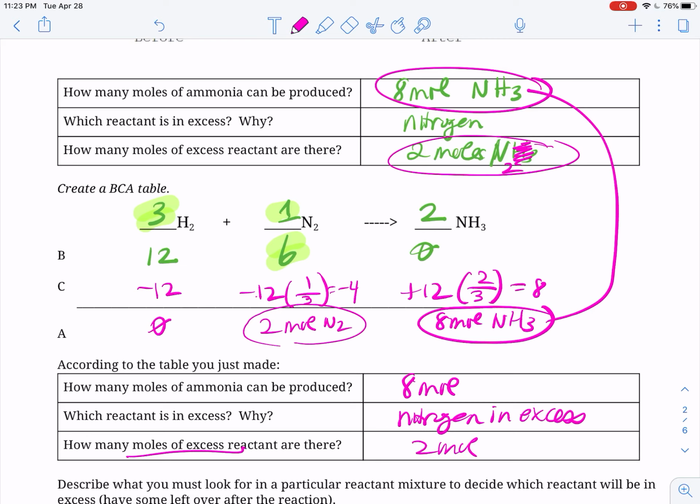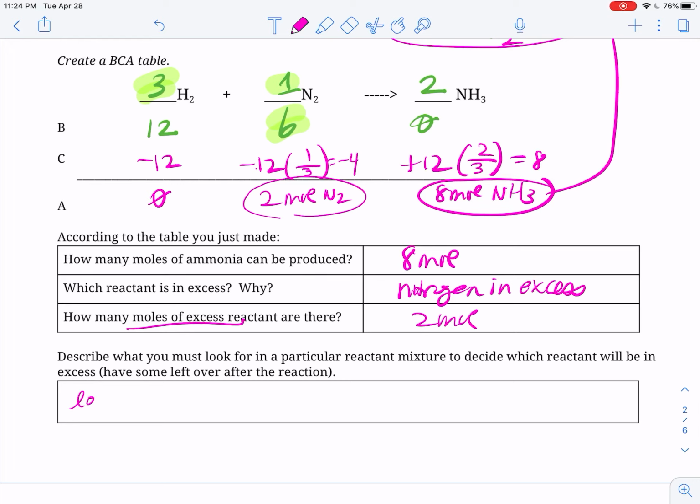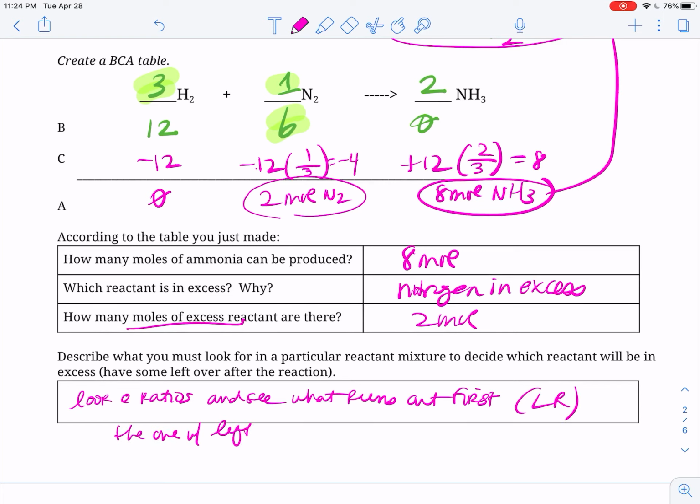Now one more question. Describe what you must look for in a particular reactant mixture to decide which reactant will be in excess. Basically, you need to look at the ratios and see what runs out first. And you can draw it too if you want. That's the limiting reactant. The one with leftovers is the excess reactant.